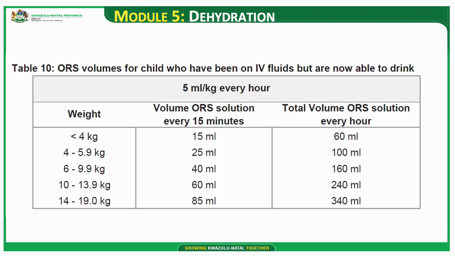For those children that had been on IV fluids but are now able to drink, we would want to start introducing oral rehydration solution. We would start this at 5 ml every hour, and we would increase according to how the child was tolerating it. There is an error in this table. This is the amount that should be given every hour to start with. However, we can increase it to the equivalent of 5 ml every 15 minutes, which would be what the total on this side would be.